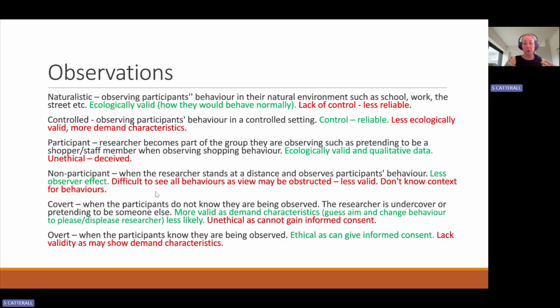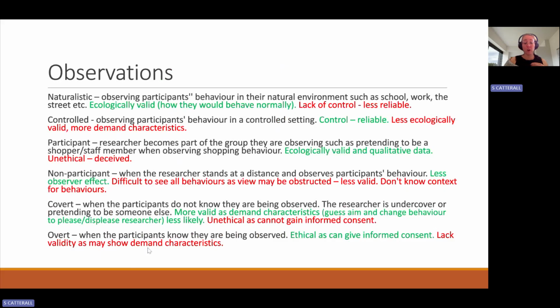So for a non-participant, it's probably going to be more valid because you're more objective. But then, because you're at a distance, you might be obscured, you might not be able to see properly, and so it might be a lot more difficult to see what's going on and record that. Also, you don't know the context, so you're requiring a lot of interpretation. So observer bias could be a problem, which is where you write down things that you expect to see.